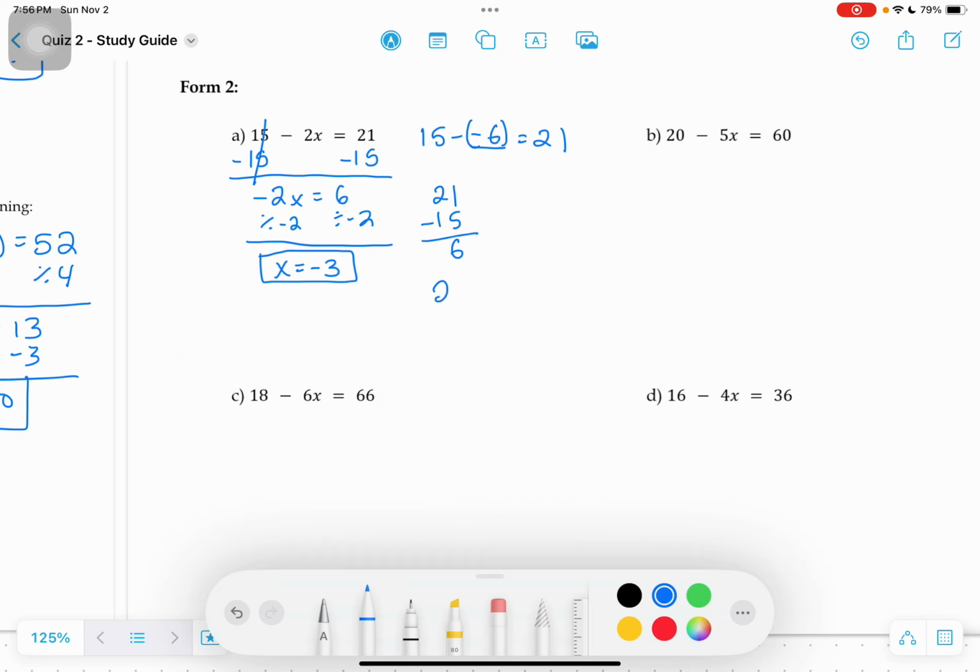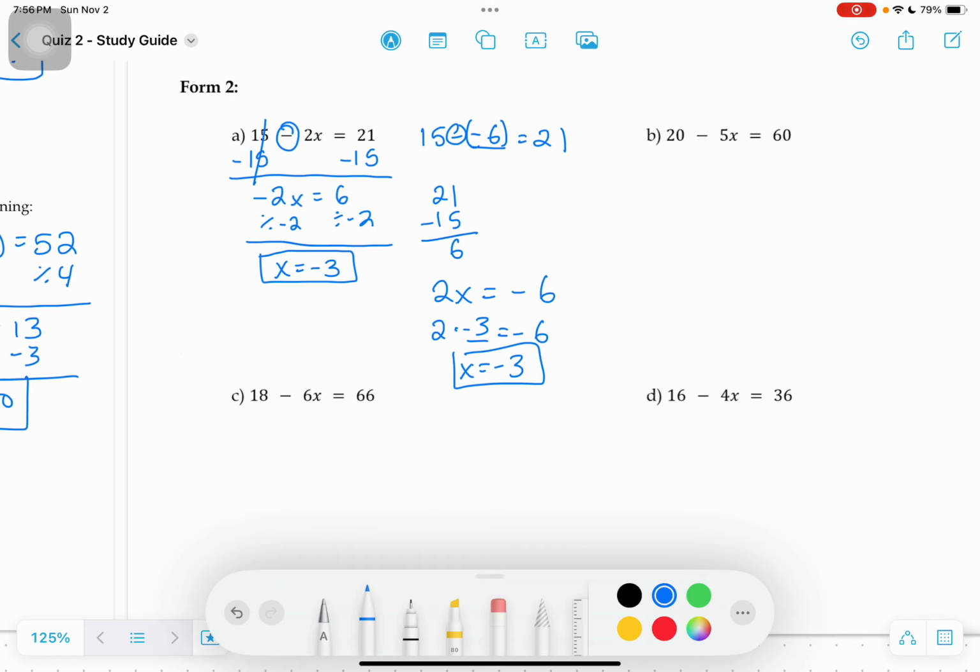That means 2x, negative 2x. Oh, wait, no, I already included the negative over here. So it's 2x equals negative 6. 2 times what equals negative 6? Well, that's negative 3. So x must equal negative 3.